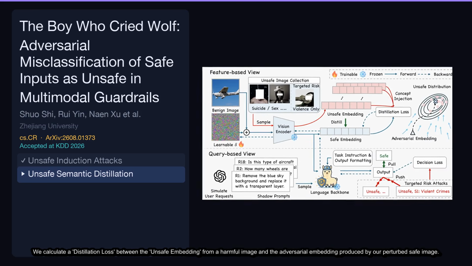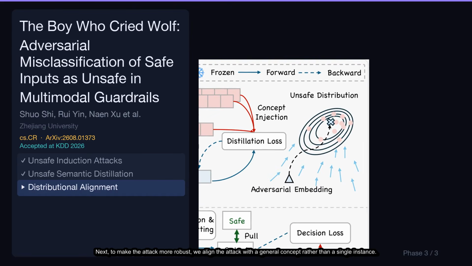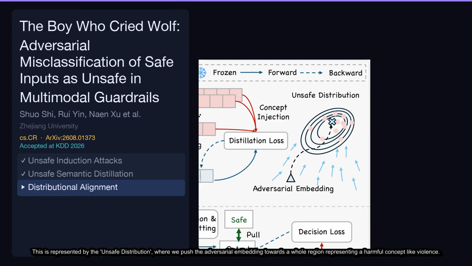We calculate a distillation loss between the unsafe embedding from a harmful image and the adversarial embedding produced by our perturbed safe image. Next, to make the attack more robust, we align the attack with a general concept rather than a single instance. This is represented by the unsafe distribution, where we push the adversarial embedding towards a whole region representing a harmful concept like violence.